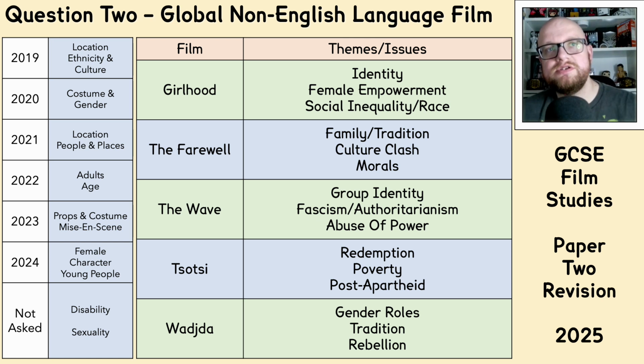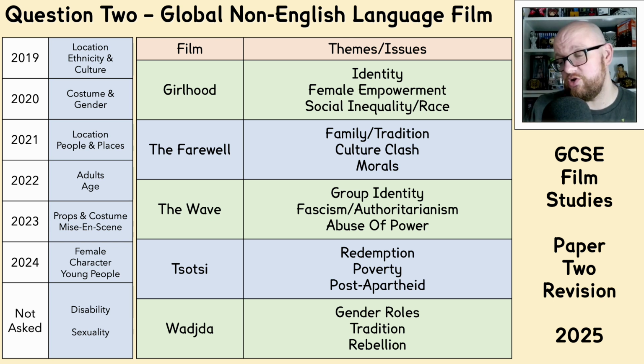I paused there because I was thinking about when it last came up in the exam, and in 2023, this was the question: how an element of mise en scène links to themes or issues in your chosen film. And ultimately, it's a solid representation question because what the film's trying to do is represent a theme or an issue. So in Girlhood, you could split your 15 marker into three. You could look at identity, you could look at female empowerment, you could look at social inequality or race.